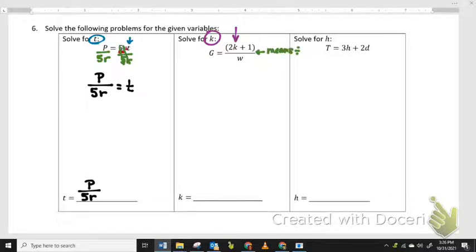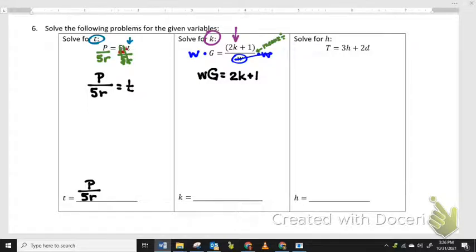And the way we undo division is with multiplication. So I'm going to multiply both sides by what I see on the bottom, and what I see on the bottom is w. So I'm going to multiply by w. If you do it to one side, you've got to do it to the other. So my w's cancel. I'm going to have w times g on the left, 2k plus 1 on the right. I do not need the parentheses anymore here as I'm solving this because there's nothing else on that side anymore.